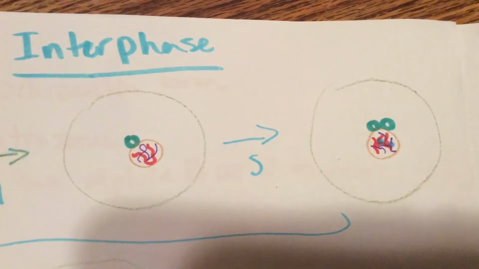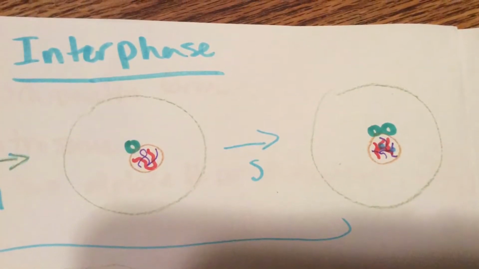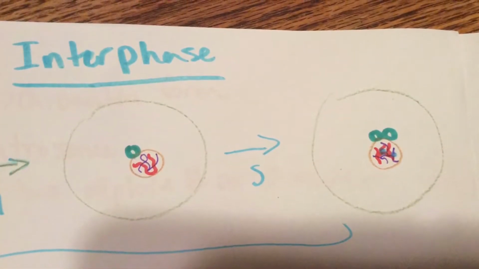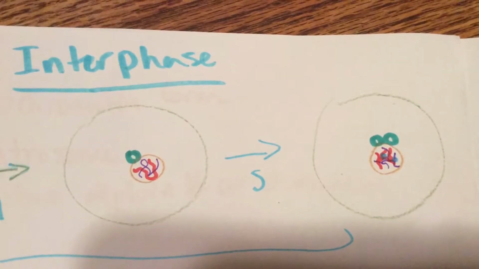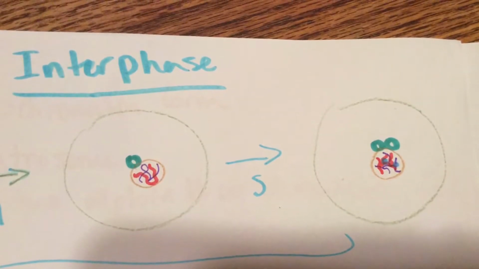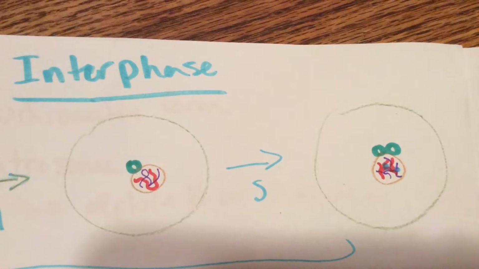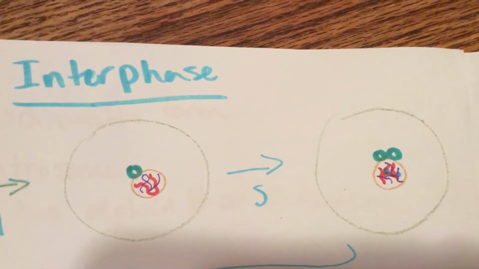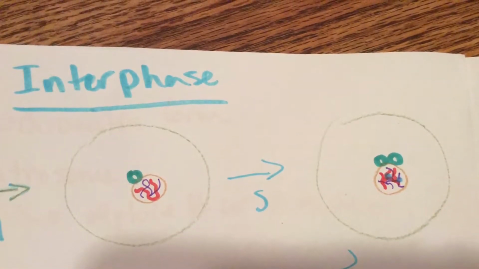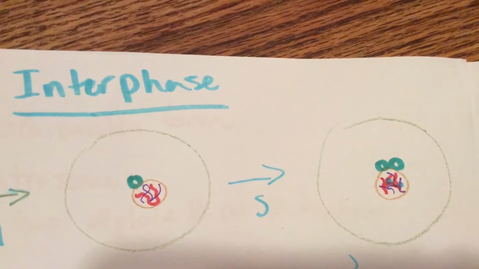Human body cells usually have 46 chromosomes. Body cells are diploid, or 2N, which means that they have 2 of each chromosome. During the S phase, or synthesis, the chromosomes duplicate and create sister chromatids. And then the blue dot represents the centromeres that connect the sister chromatids together.